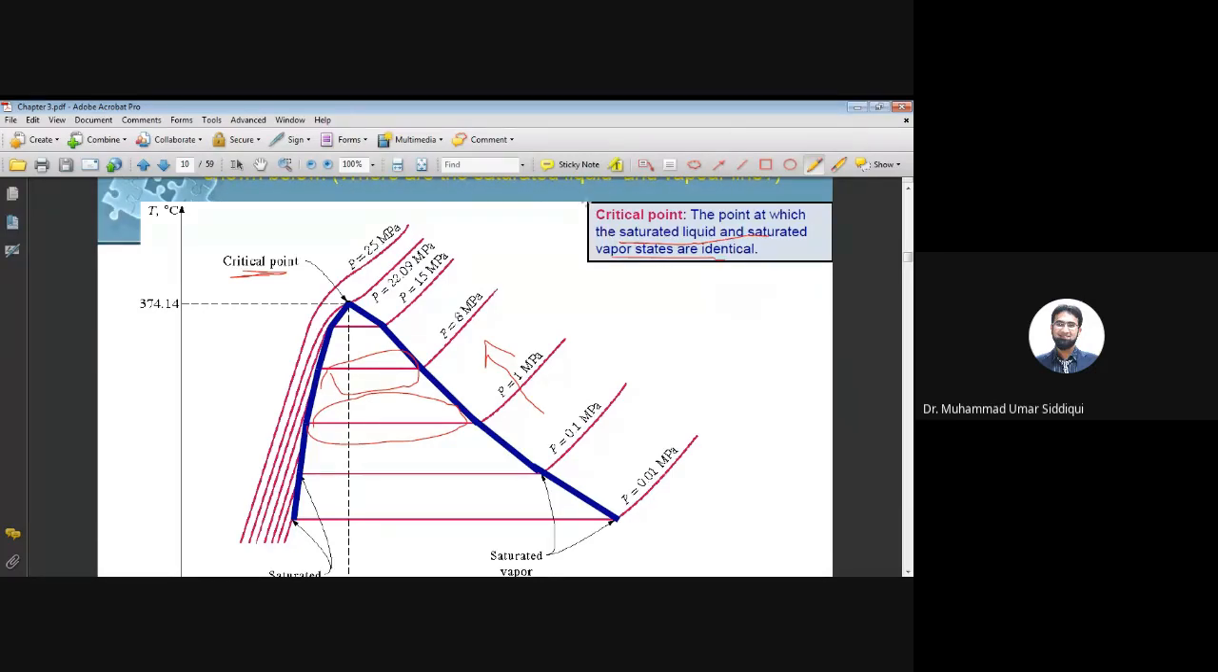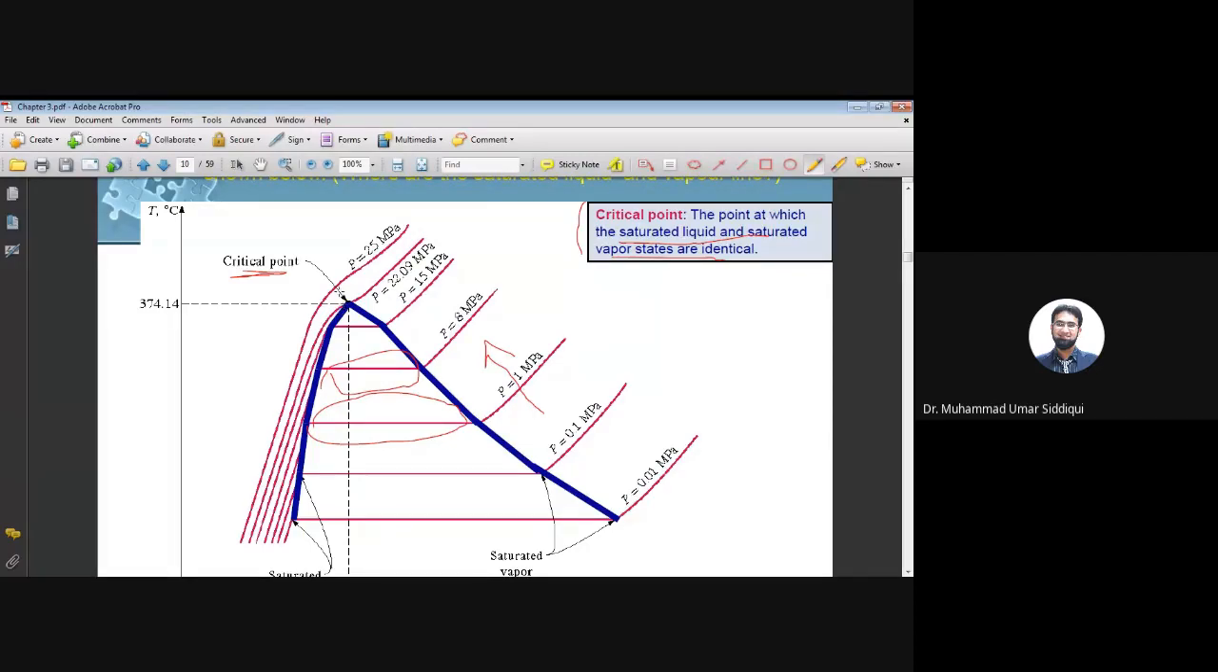This is a specific definition of critical point. That means what? Suppose you have a tank full of liquid at critical pressure. Once you heat it slightly, once it is at a saturation temperature, the whole tank of liquid is going to convert into vapor like magic. You will not see bubbles coming and then the process of converting liquid to vapor. The whole tank at the same time will convert into vapor from liquid like magic. Okay, so this is the critical point.